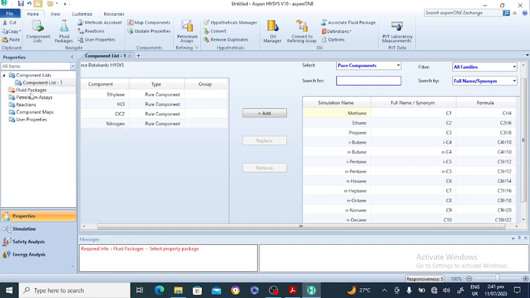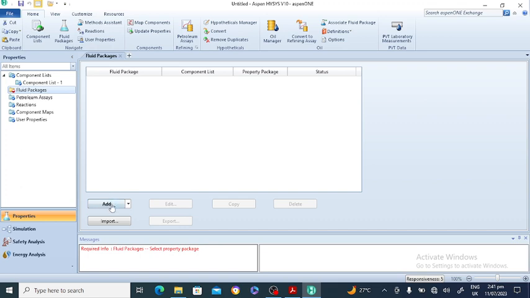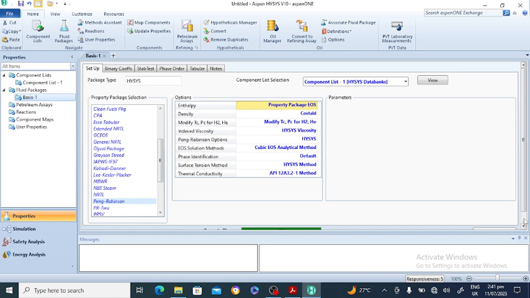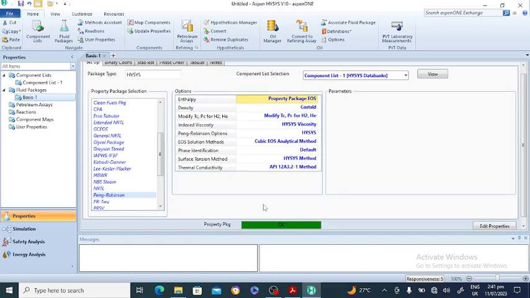Now go to the fluid package and click on add. Select a fluid package. We will use the Peng-Robinson equation of state for this case. You can also use NRTL. I'm using the Peng-Robinson equation of state. It shows that it is okay.